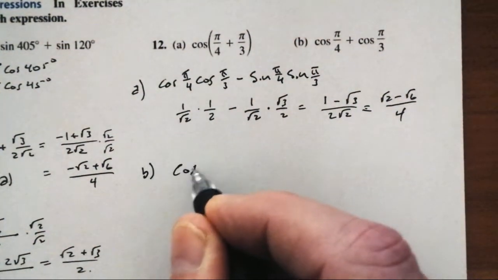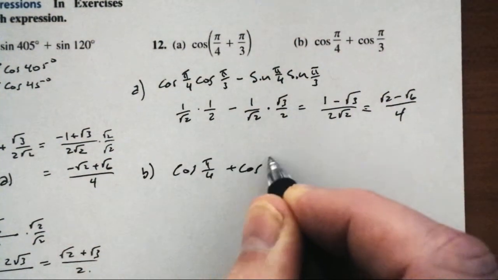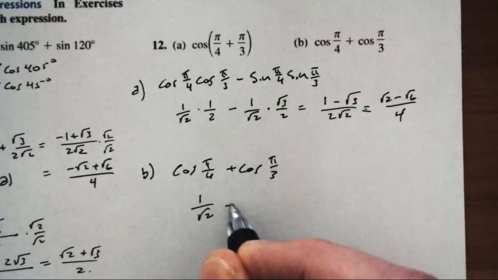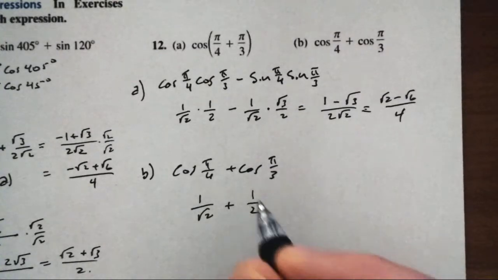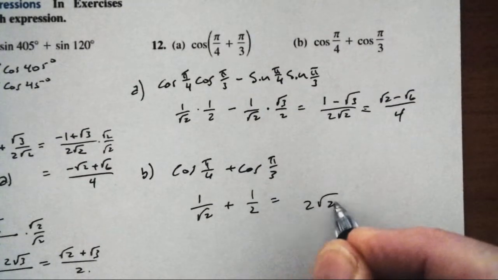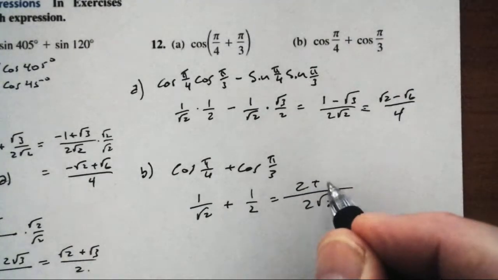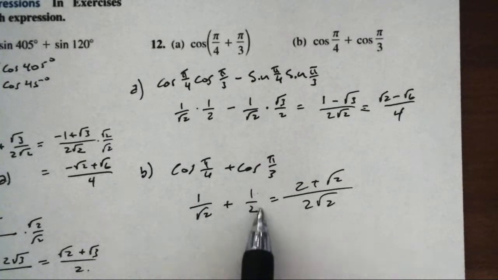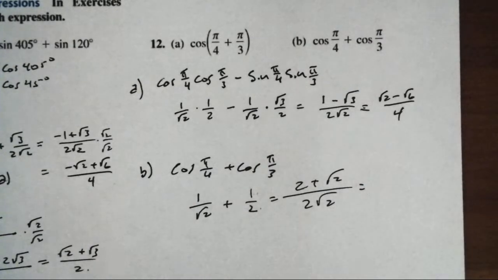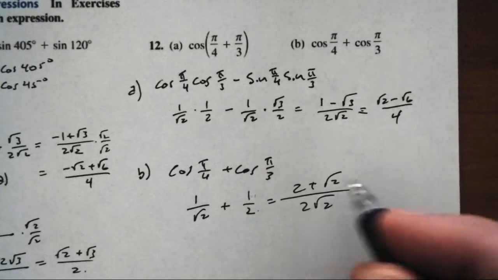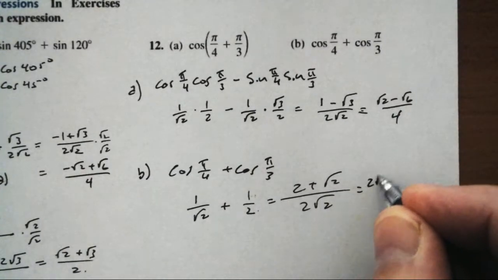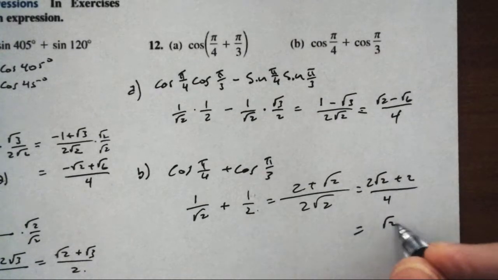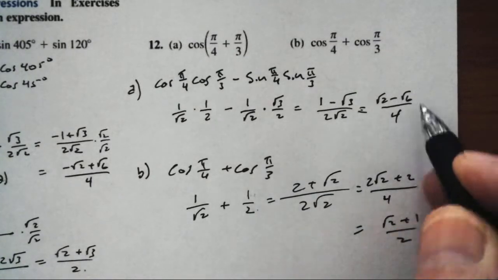Then B, we're just supposed to find cosine of pi on 4 plus cosine of pi on 3. Cosine of pi on 4 is 1 on square root of 2. Cosine pi on 3 is 1/2. That would be 2 square root of 2. That's 2 plus square root of 2. Or if we multiply by square root of 2 on square root of 2, I get 2 square root of 2 plus 2 on 4. And reduce, I get square root of 2 plus 1 on 2, but I do not get that.